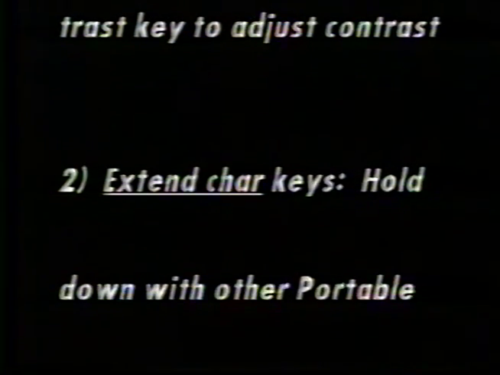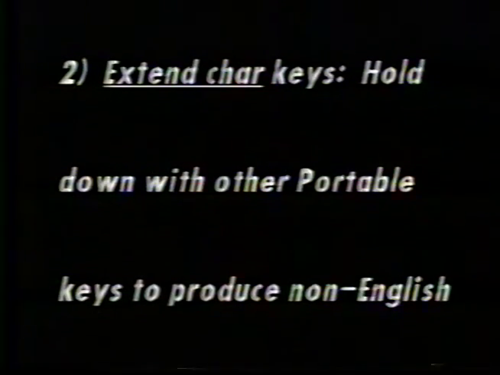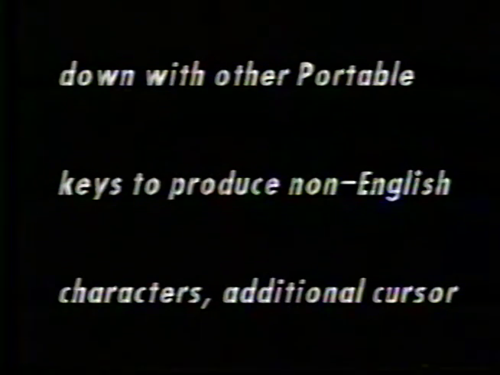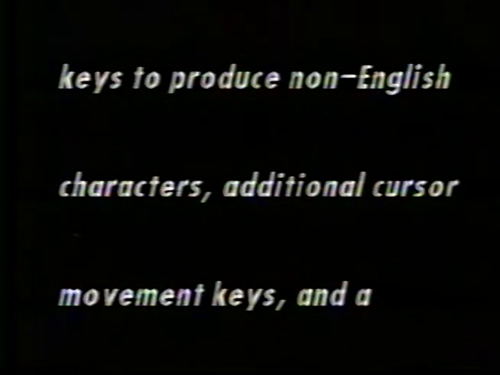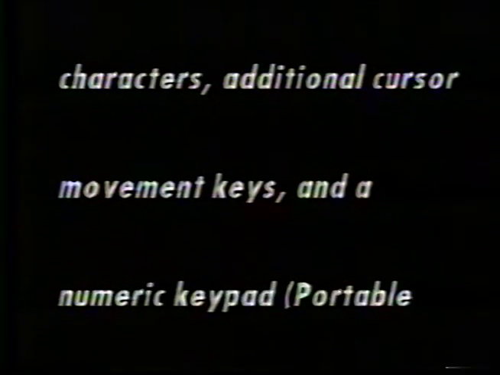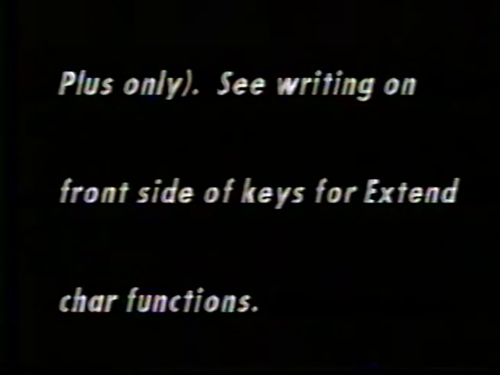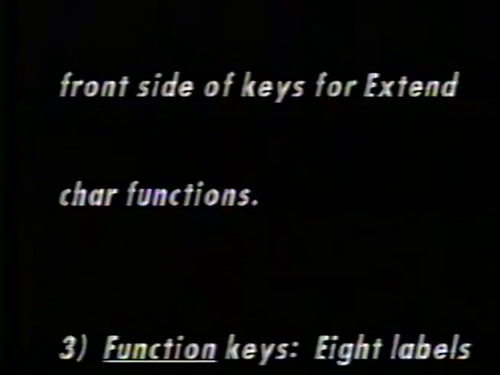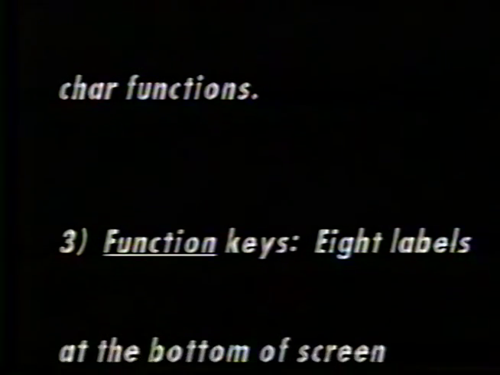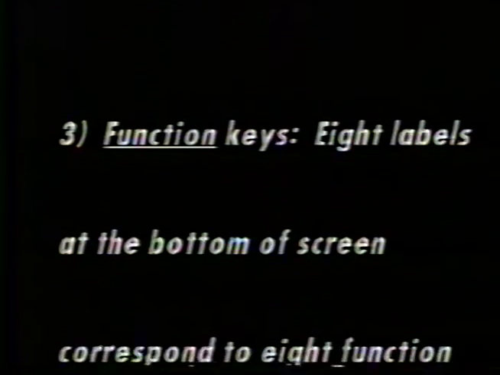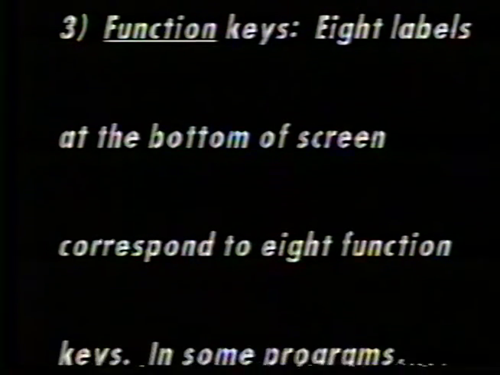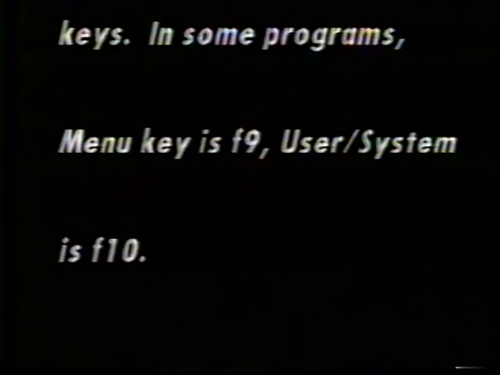2. Extend character keys. Hold down the extend character keys with other portable keys to produce non-English characters, additional cursor movement keys, and a numeric keypad on the Portable Plus. See the writing on the front side of keys for extend character functions. 3. The function keys. The 8 labels at the bottom of the screen correspond to 8 function keys. In some programs, the menu key is F9, the user system is F10.